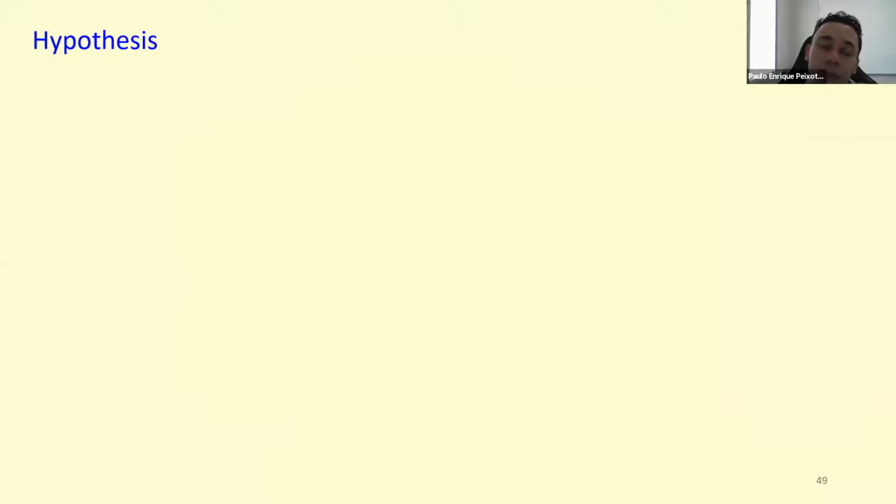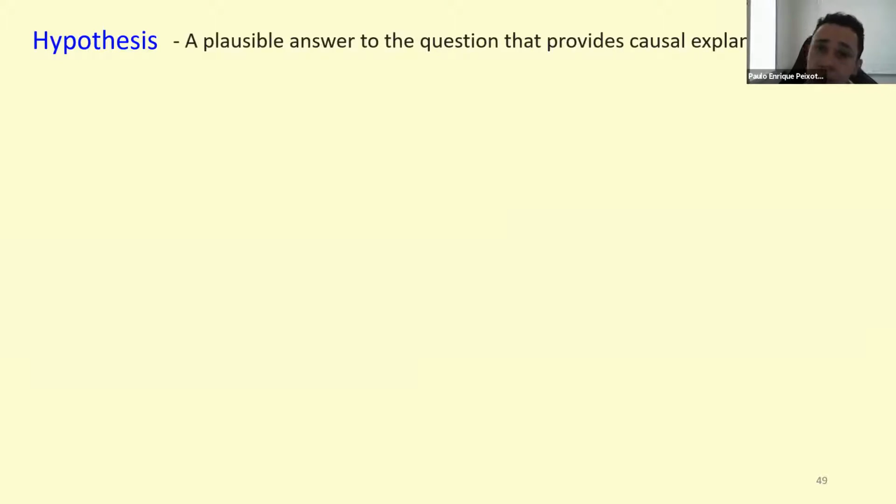But if you remember, I also showed to you a definition of the hypothesis. So to fit this into this framework that had four steps, I would say that the hypothesis is a plausible answer to the question, and also it has to provide causal explanations when the answer is provided. Okay, so it is important to notice that the answer had to be plausible, but this does not mean that it has to be correct.